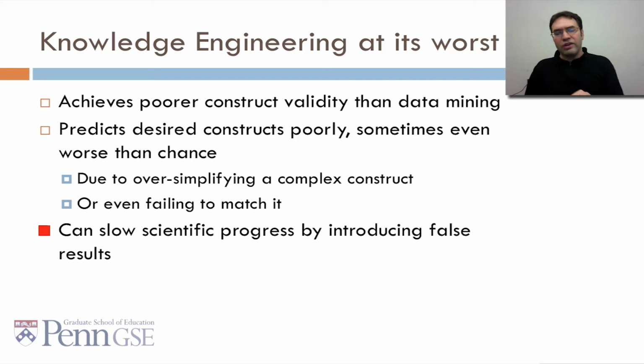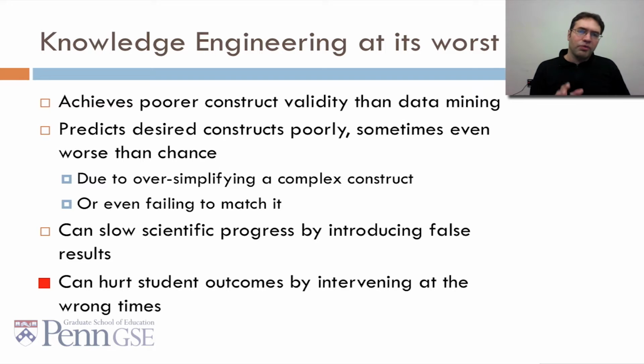And this can slow scientific progress by introducing false results. If you say that you've got a model of X, and your model of X is actually wrong, and you come up with results based on that, well, that's not what you should be doing in discovery with models. Doing discovery with models, we'll talk about it in the 8th week of class, with a really good model like Aleven's model, is a really smart thing. Doing it with a junk model, not so great. And this can even hurt student outcomes. If you take your model and you build it into a learning system, and your model's wrong, overly simple or just plain wrong, it's going to intervene at the wrong time, and that's going to hurt student learning outcomes.